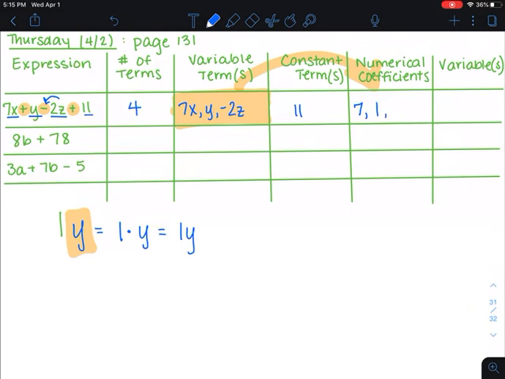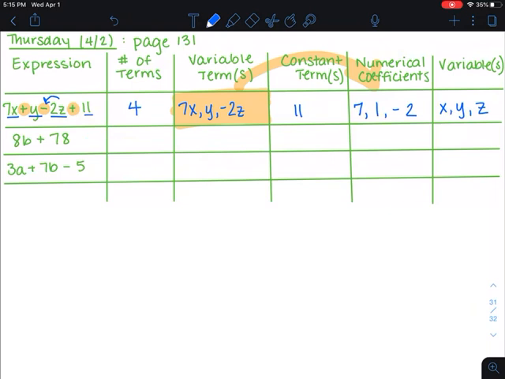And then my z, the number before is a negative 2. Make sure you keep the negative sign if it's subtracting with the coefficient. So it will be a negative 2. And then my variables, there's going to be all the letters through all my terms. I have x, y, and z. Those are the only 3 variables that come across this problem.